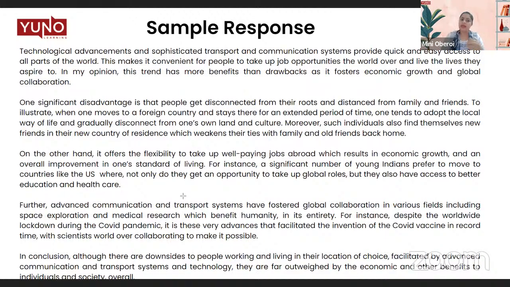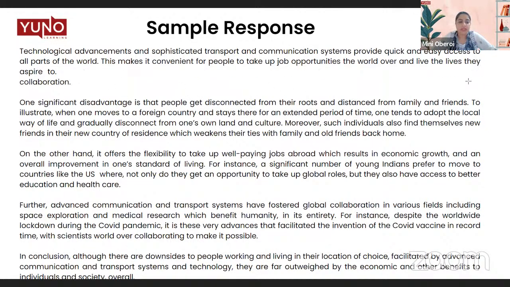But what if we get the same question with just the instruction, what are the advantages and disadvantages of this trend? Let's assume we get this instruction. So what will be the change in the essay? Let me give you clarity on that also. So in that case, we will not give our personal opinion. In fact, we will give a generalized thesis statement.